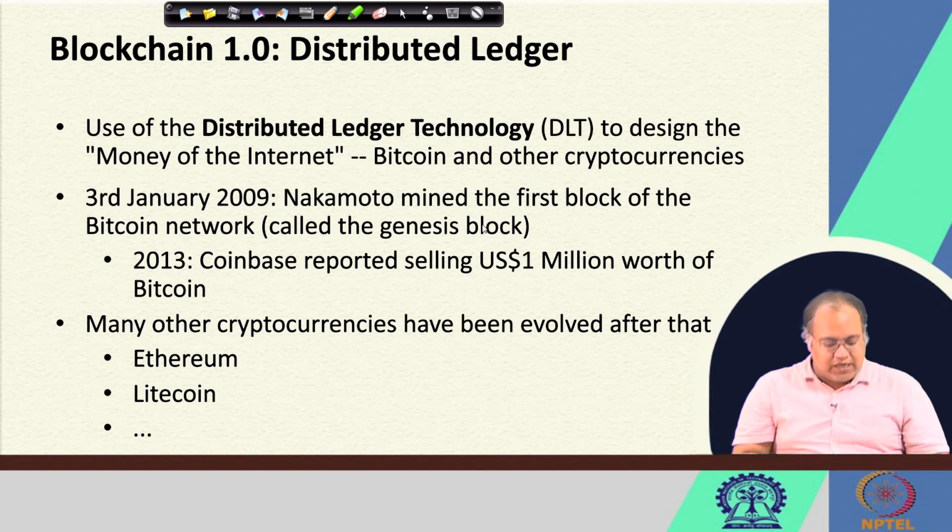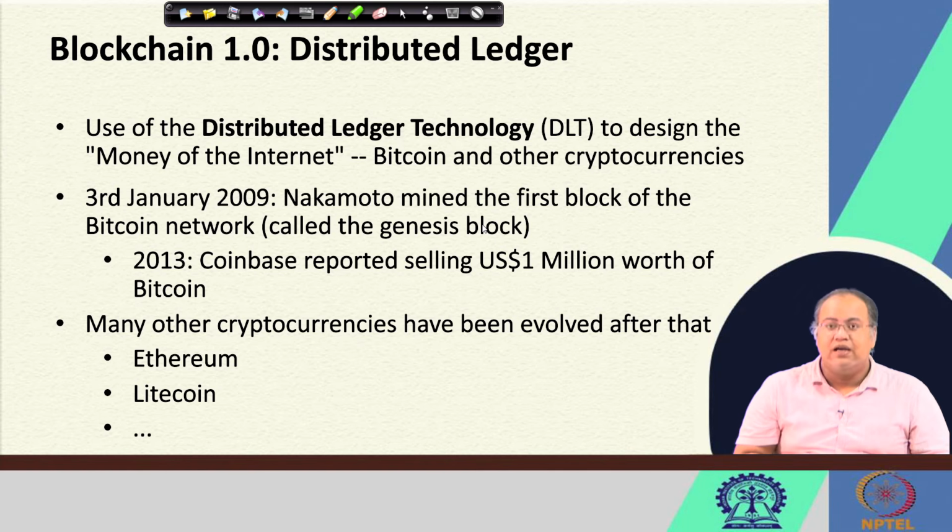Around 3rd January 2009, Nakamoto mined the first block of the Bitcoin network. That first block of the Bitcoin network, we call it the Genesis block. Around 2013, Coinbase, who continuously keep track of different Bitcoin transactions, reported selling around $1 million worth of Bitcoin. Many other cryptocurrencies evolved after that, including Ethereum, Litecoin, and so on. We will look into Ethereum later in detail.